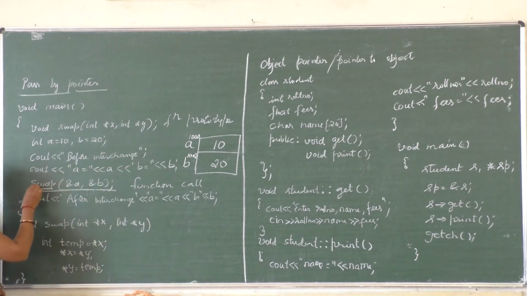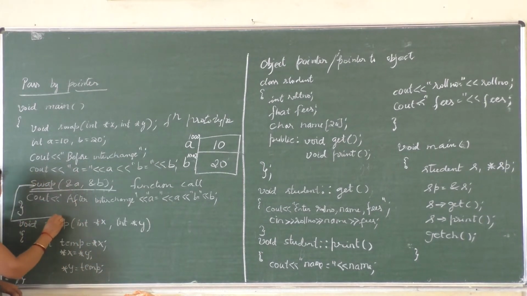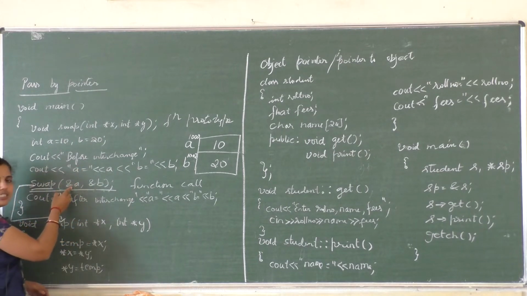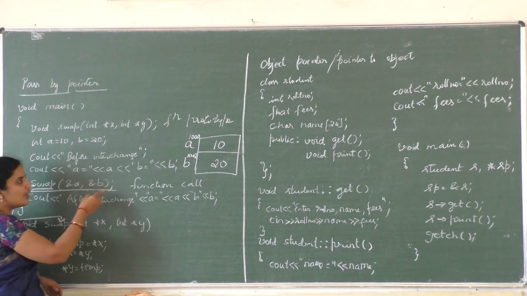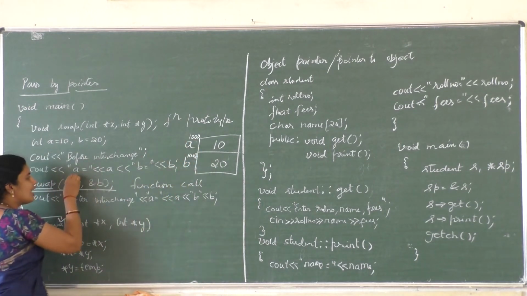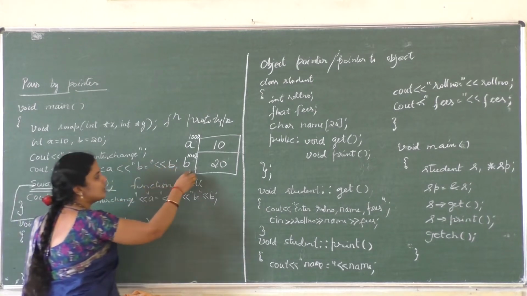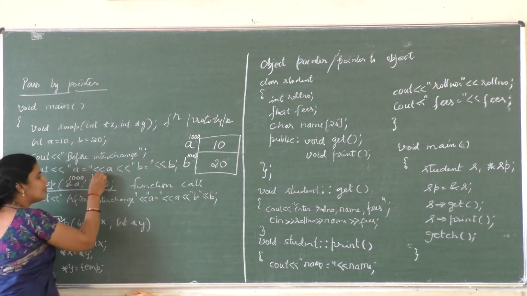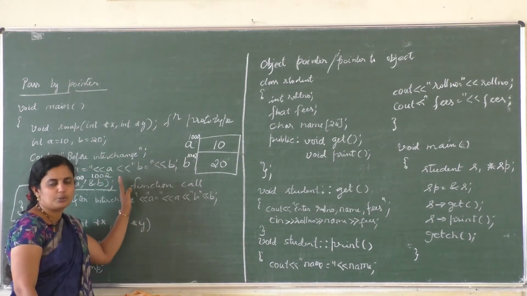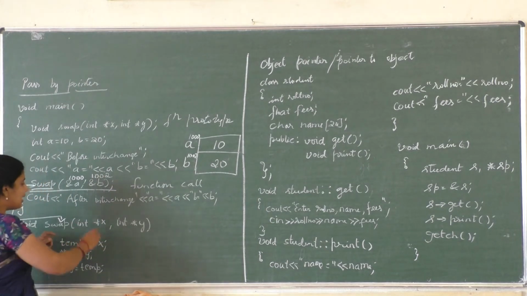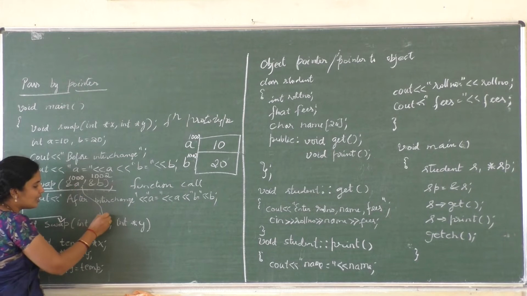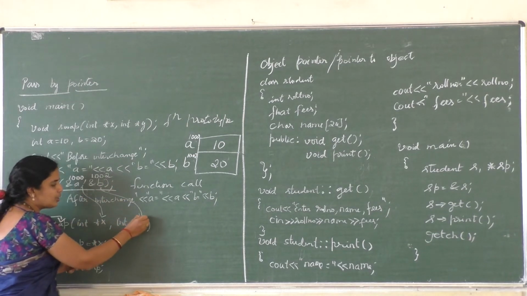So here the function swap is called by passing the address. What is passed? &a, the address of a. What is the address of a? Here it is written 1000. The address of b is 1002. That is passed to the function, and it is assigned to what? The address of a is assigned to x. The address of b is assigned to y.